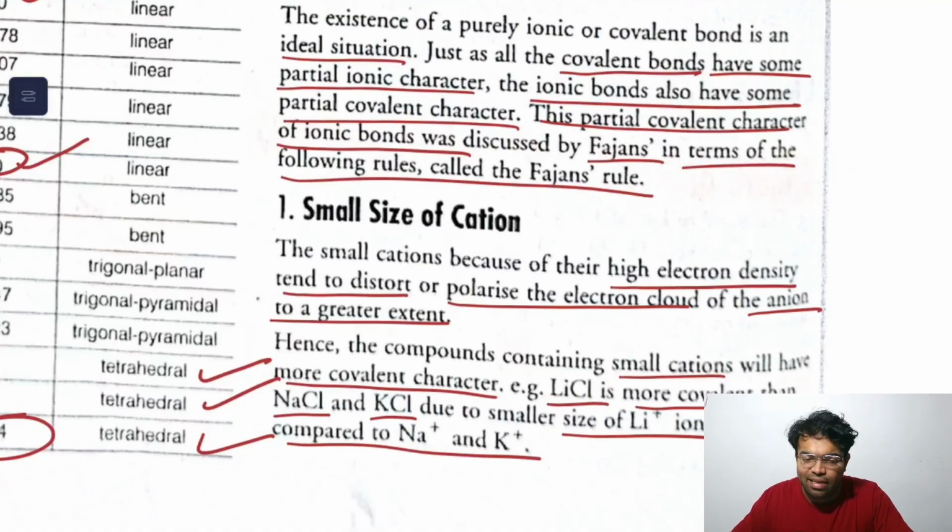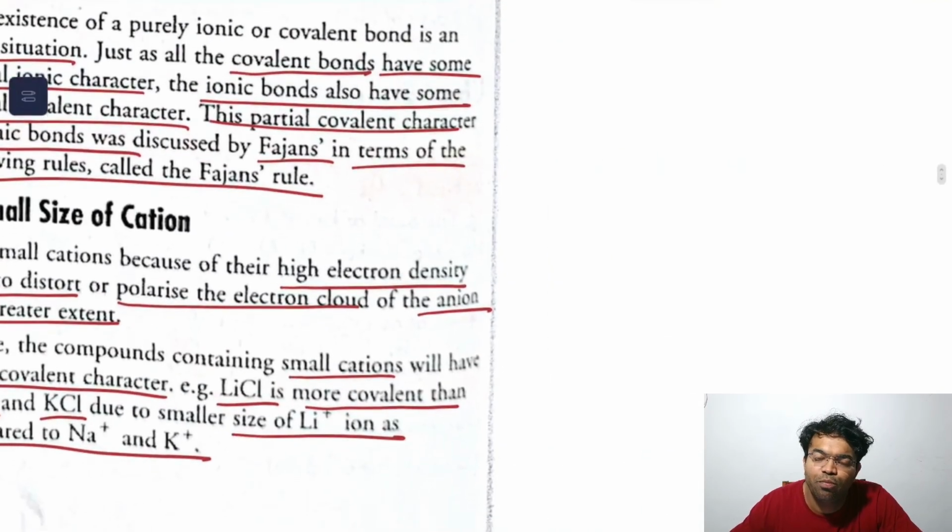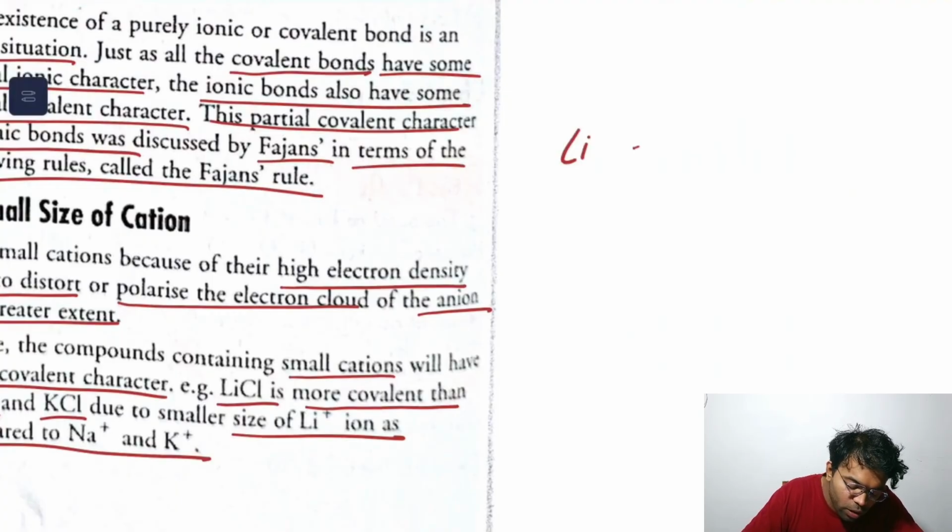So, LiCl should ideally form 100% ionic bond, right? Because lithium belongs to which group, Drupad? Lithium in the periodic table, which group does it belong to? Alkali metals.